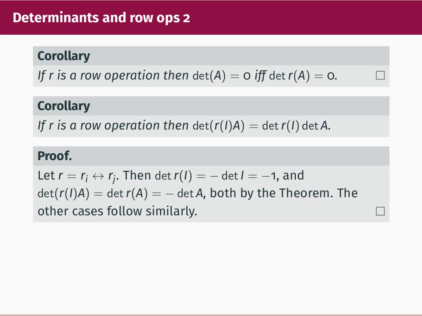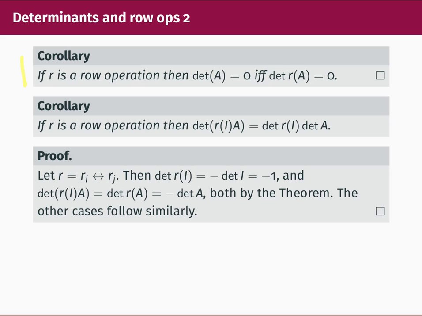A very useful corollary to that is that if R is a row operation, well then R may affect the determinant. It may change the determinant of a matrix when you do that row operation, but you never change a matrix with determinant 0 into a matrix whose determinant is non-zero. And you never change a matrix whose determinant was non-zero into a matrix whose determinant was 0. In other words, if R is a row operation, then det A is equal to 0 if and only if det R of A is equal to 0.